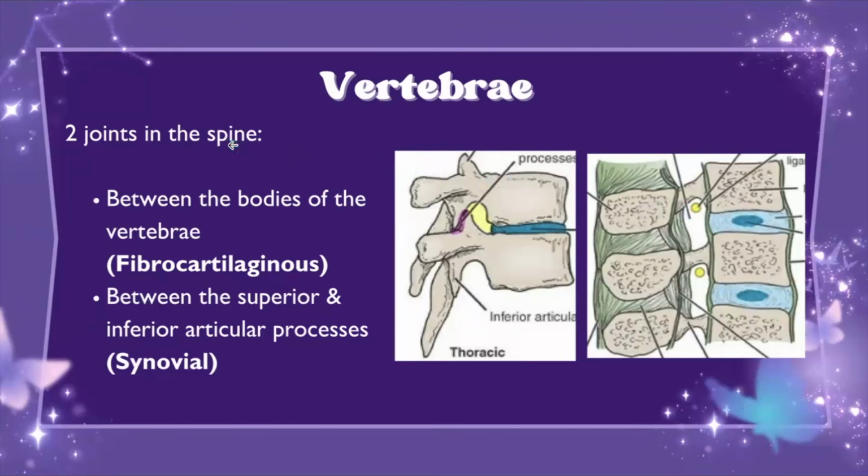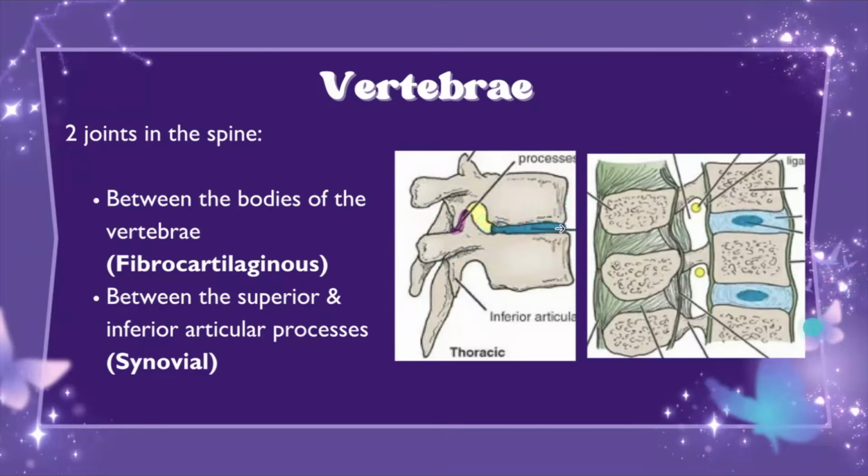So there are two joints that are located in the spine, and these are important because they allow for movement in your neck or in your spine overall. You have the joint that's in between the bodies of the vertebra, and this is the intervertebral disc. This intervertebral disc is a fibrocartilaginous joint. You also have the joint that is in between the superior and inferior articular processes. This is the inferior articular process, this is the superior articular process, and they join together to form this synovial joint. The one I have in pink is the synovial joint, and over here in blue is the intervertebral disc.